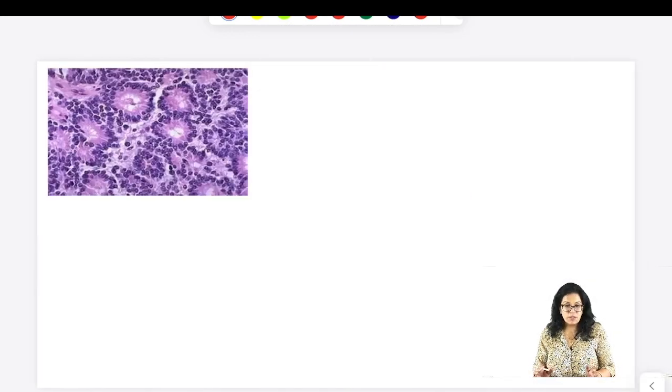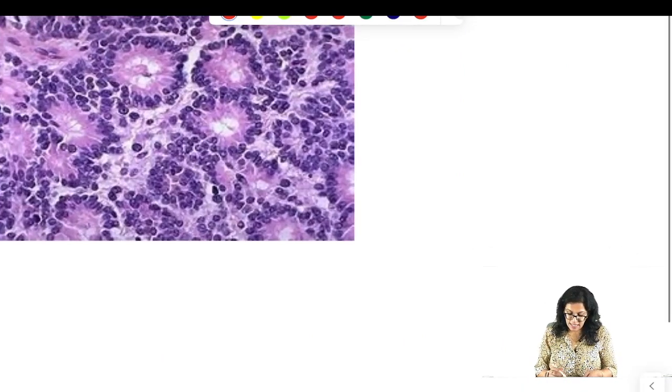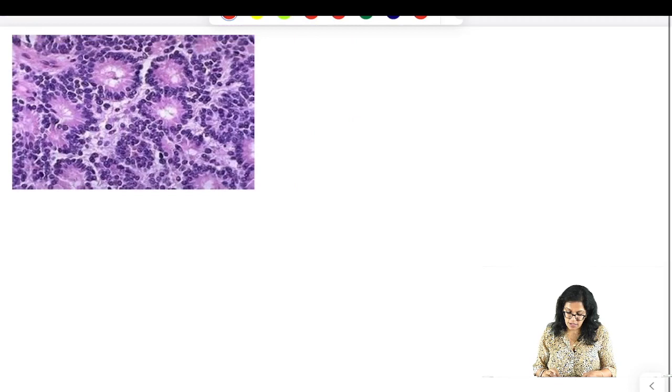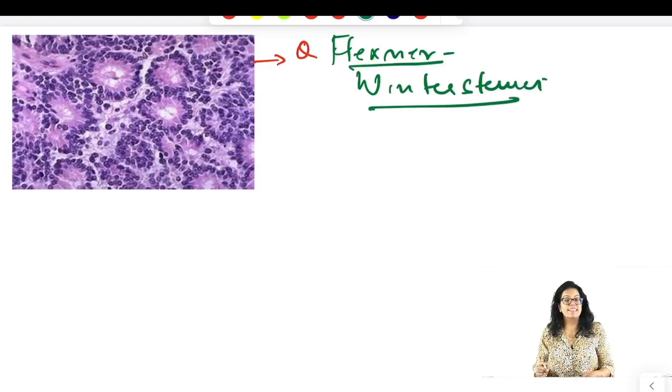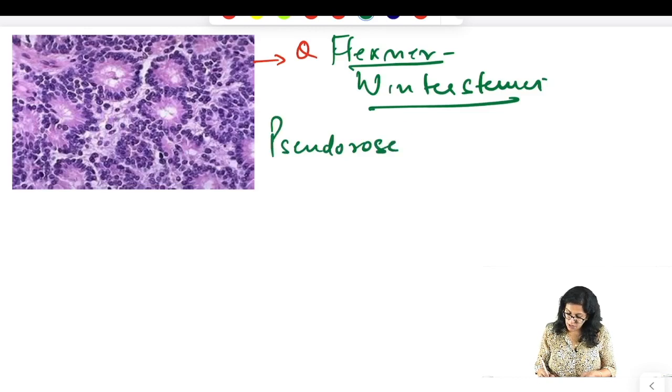Okay. So once we know this, we come to the next. What are you looking at? Of course, these are true rosettes. We can see the lumen in between and the cells. What are these known as? This recent exam question, we all know it is Flexner-Wintersteiner rosettes, right? So Flexner-Wintersteiner is the arrangement of the cells in retinoblastoma. Now, if there was no lumen, then what are they called? They are called pseudorosettes if there is no lumen. And then what is the name? We all know, we call it Homer Wright.